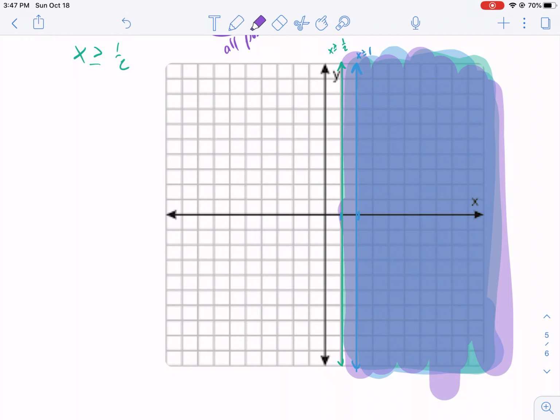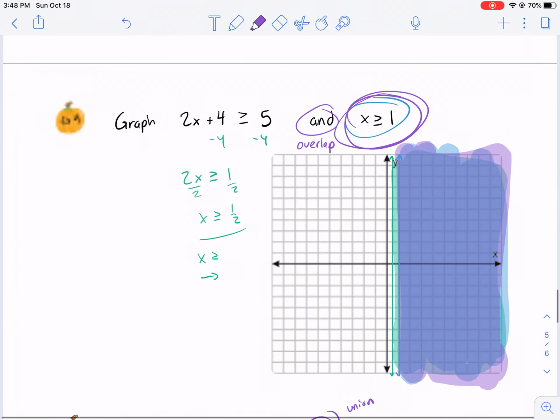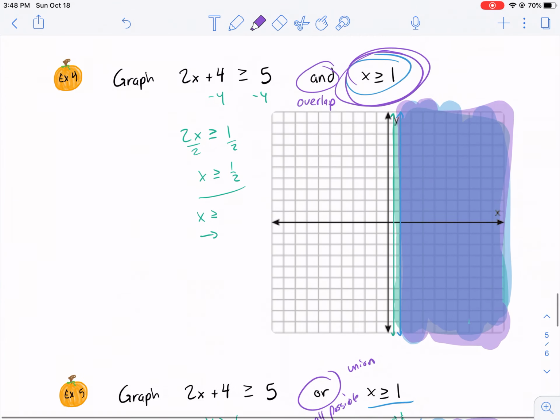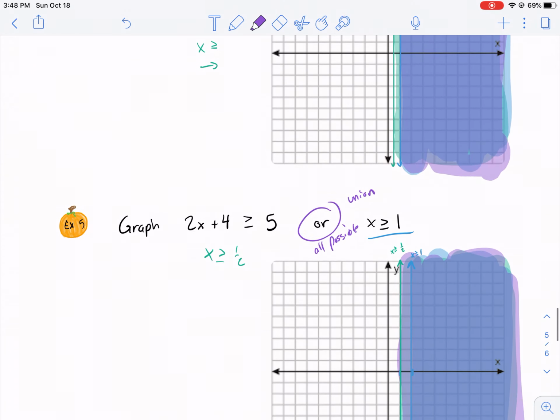So there's a slight difference here. We're including just a little bit more. But or is the union, all possible solutions, and and is overlap. A little bit of distinction. These are compound inequalities that we're graphing. And that's all there is to it.